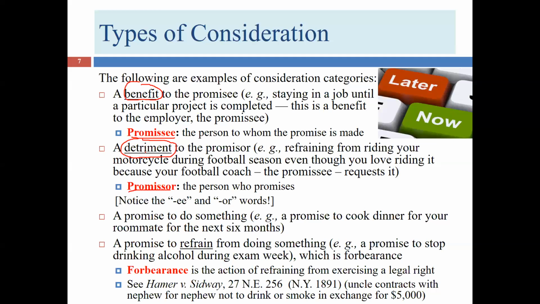Arguably, maybe I'm not at a detriment. So you can see from these circumstances that you can have a benefit and a detriment, or it can be just a benefit or just a detriment. Okay, so let's talk about a different characteristic here.